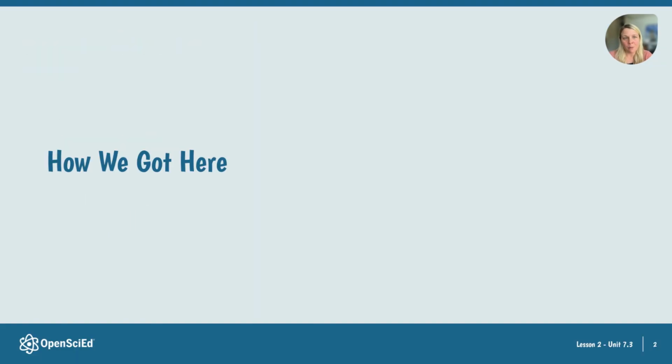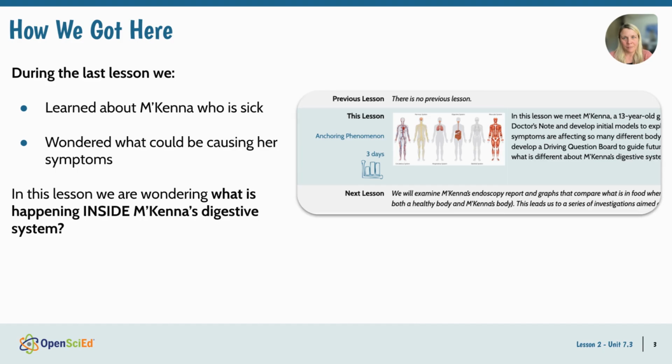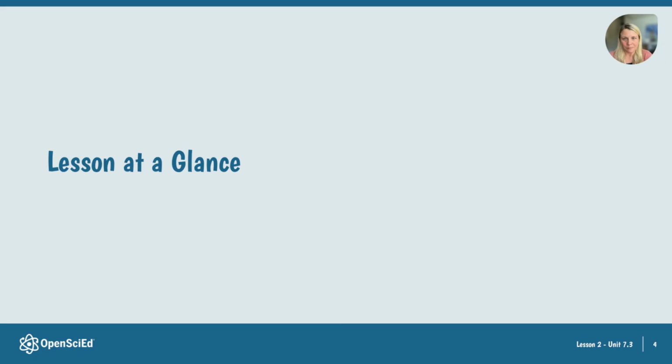Let's take a minute and remember what we did in Lesson 1 and the questions we had to help us get here. In Lesson 1, we learned about a girl named McKenna who's really sick, and we were wondering what could be causing her symptoms. We did notice a lot of her symptoms happened in the digestive system, and that led us to wondering what is happening inside of McKenna's digestive system.